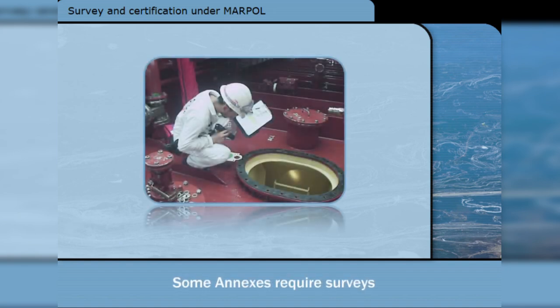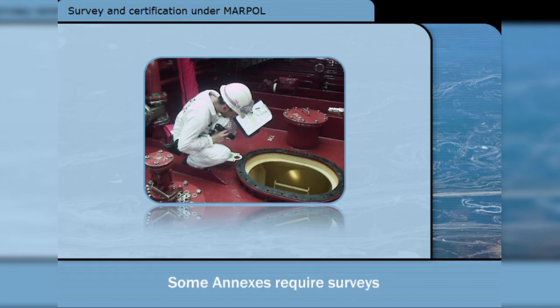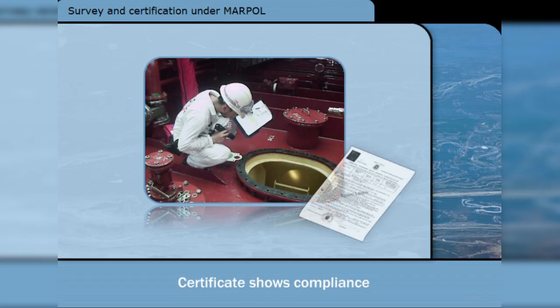Some Marpol annexes require ships to be surveyed and issued with certificates. This is mainly because the previous anti-pollution convention was considered to have failed due to lack of enforcement, but also because compliance with some Marpol rules cannot easily be proven while the ship is in service. A certificate can show compliance has been checked.